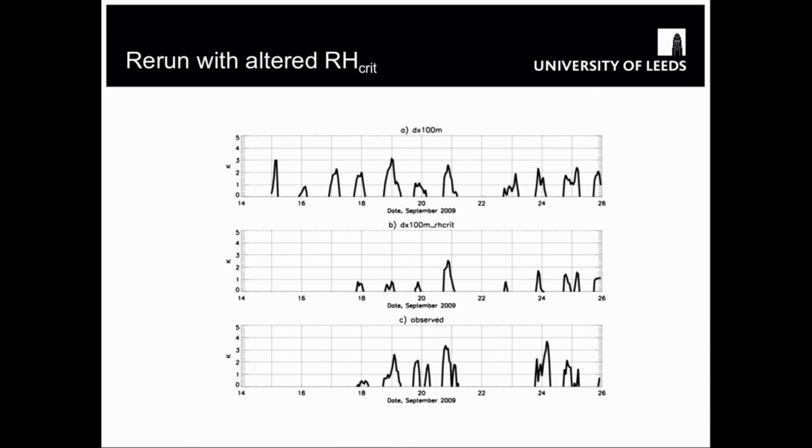So we reran a short period of this with the 100-meter model, but changing that RH crit value, actually using the value that's used in the 1.5 kilometer model, so not accounting for the change in that parameterization with resolution. And when we did that, we saw something that looks much more like the observations. So we better captured the cloud cover, and therefore better captured the cooling in the valley. So I guess there's two messages.